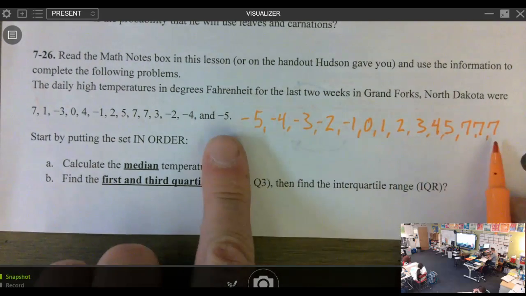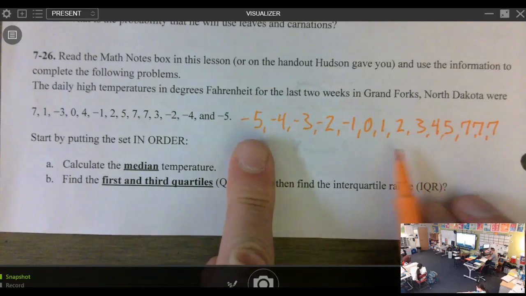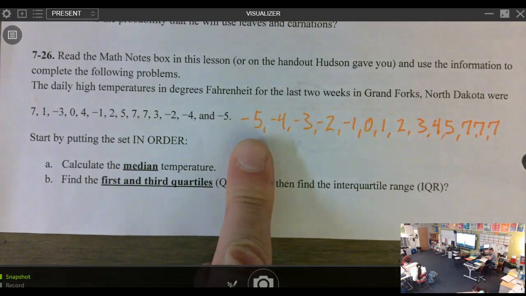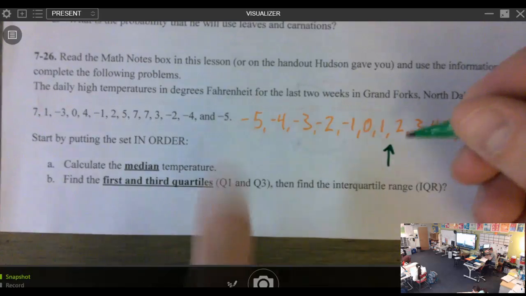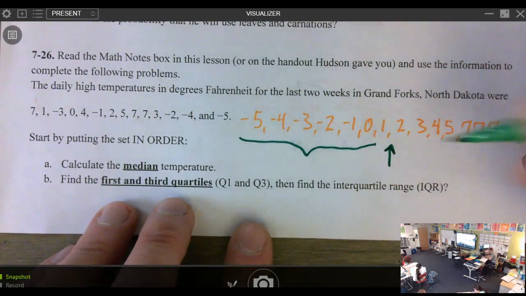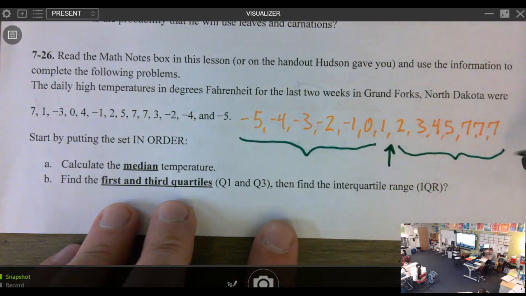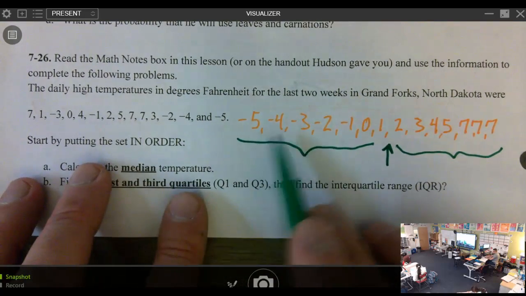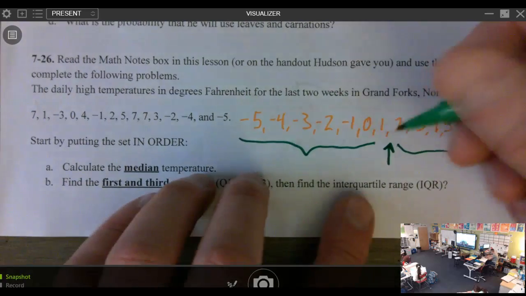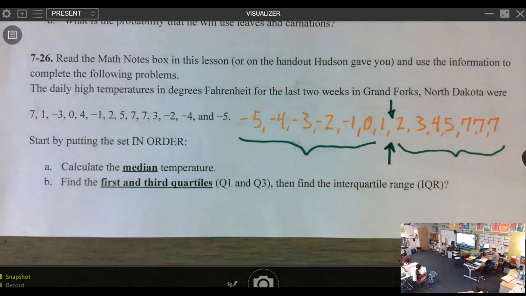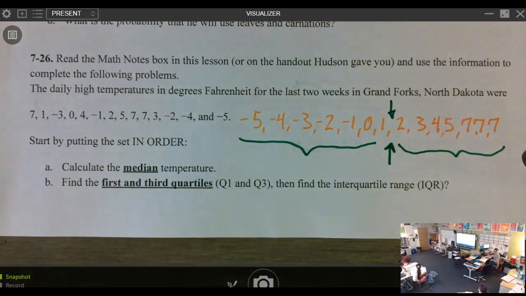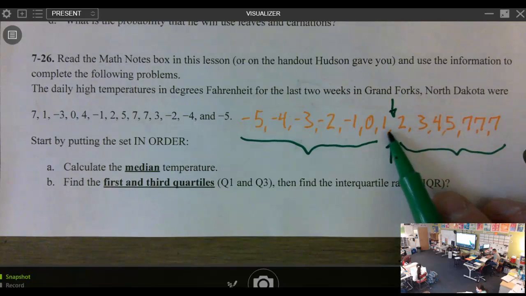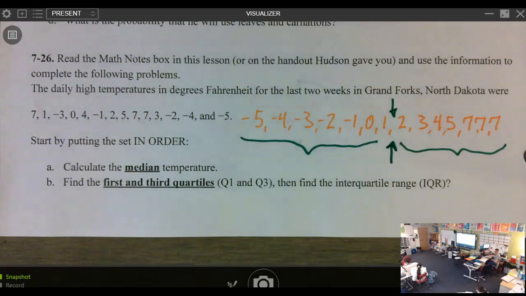So if I count up my numbers to put 7 on bottom and 7 on top, my split here would happen right there. This is my lower half. This is my upper half. And it's a little tricky because these numbers are more spread out because of the negatives in between them. But this would be my halfway point. This would be my median. But there's no number there, so we have to figure out what number would actually be between 1 and 2. That's how we get 1.5.